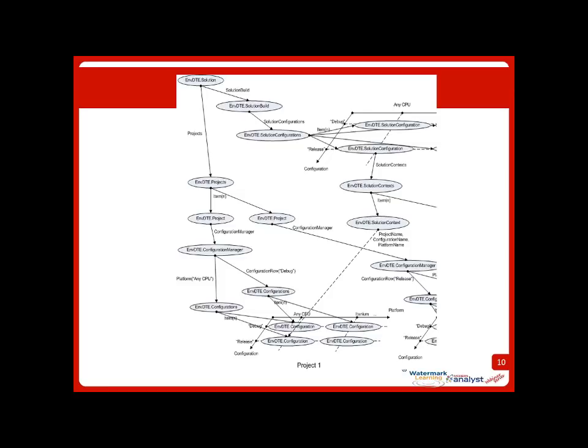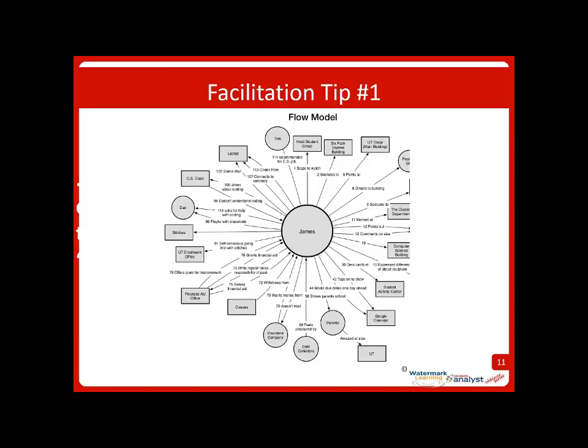And in addition, our models can get messy. Well, messy models takes us to facilitation tip number 1. And that is what we're talking about. My emphasis here is using modeling to get requirements. In other words, using modeling for elicitation, eliciting requirements.